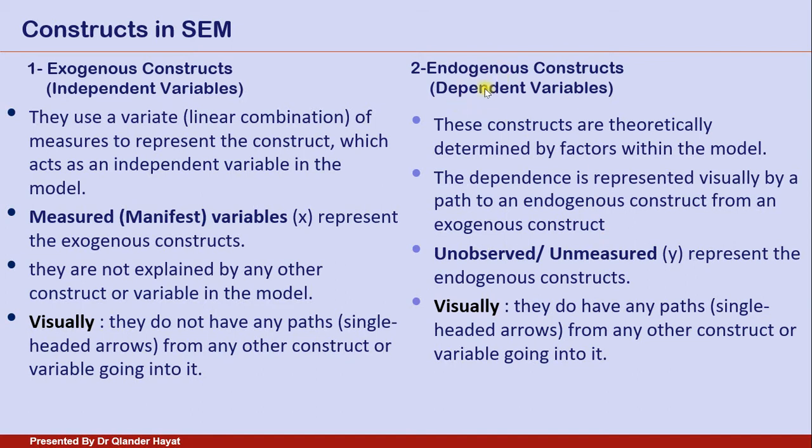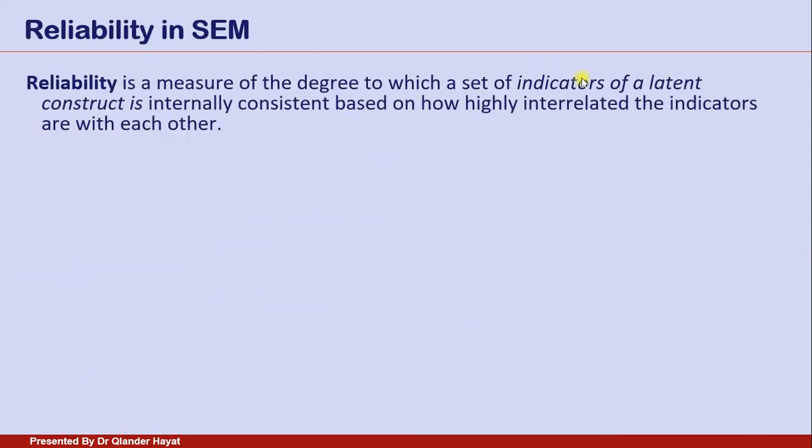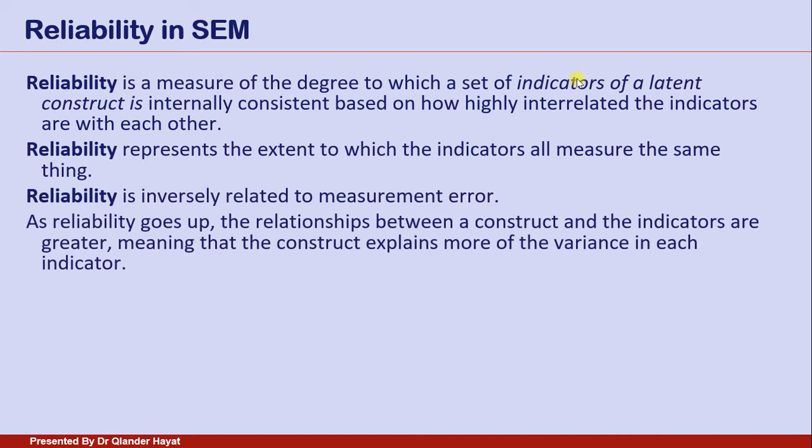So when we see any arrow coming from any variable and going towards another variable, the variable from where the arrow is coming is known as an exogenous construct, and the arrow going into any variable, that variable is known as an endogenous construct. Now the other thing is reliability in SEM, how we can judge the reliability.